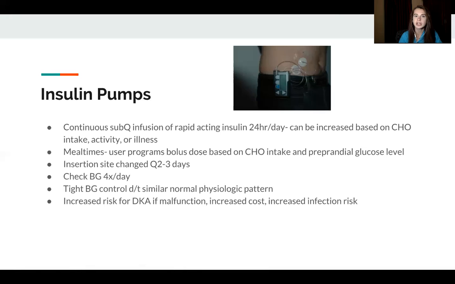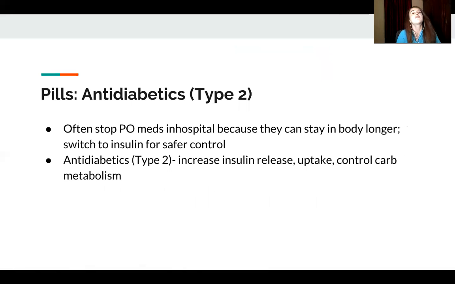These patients should check their blood sugar at least 4 times a day to make sure there's no malfunctioning of the pump, and it allows for tighter control. However, there is increased risk for diabetic ketoacidosis if it malfunctions. It is more expensive, and there is risk for infection since that needle sits in the patient's body for 2 to 3 days. Now for pills, only type 2 diabetics will get anti-diabetic pills.